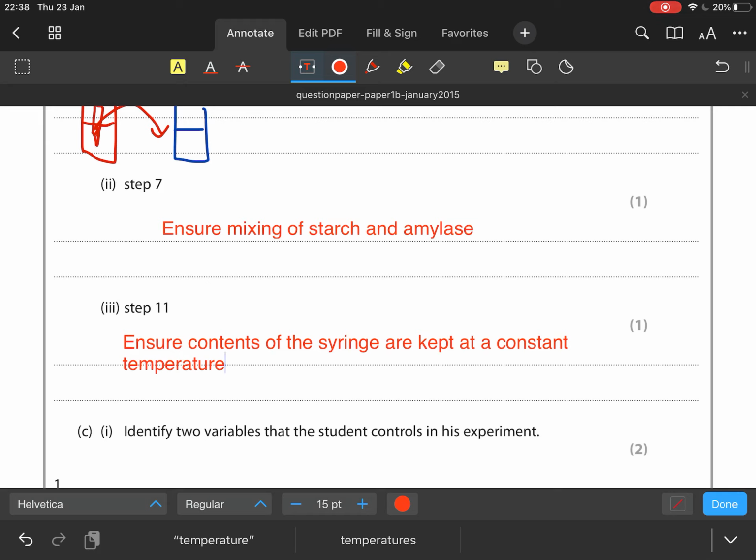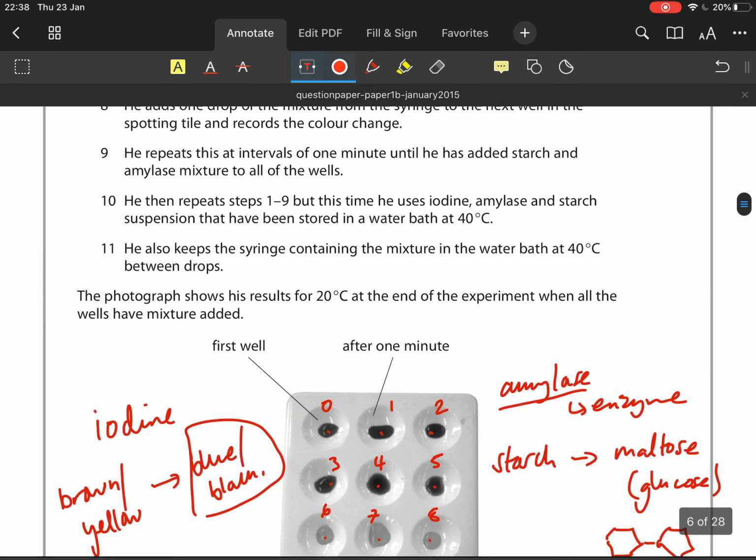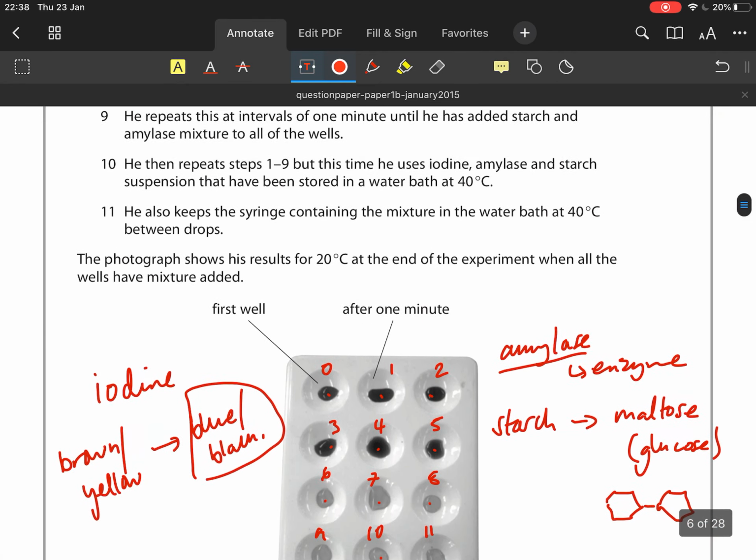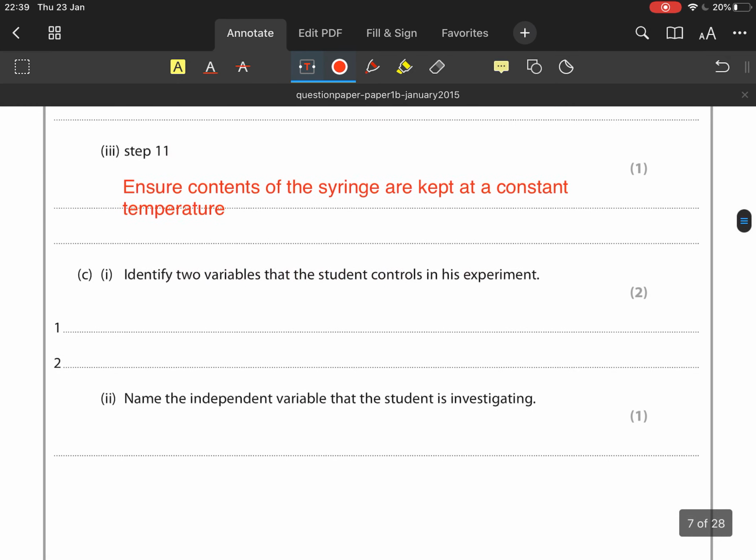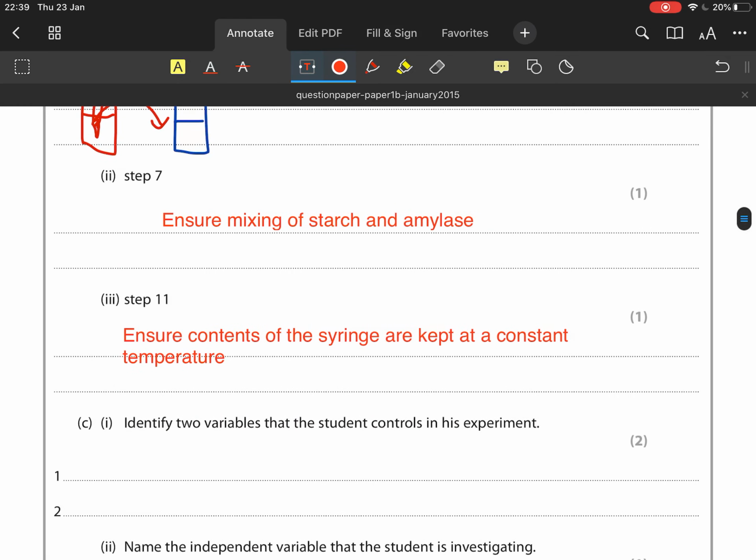If you didn't keep it in the water bath, the first drop of the amylase and starch suspension would have been at 40 degrees C. If that was just left on the bench, that's slowly going to cool and cool and cool till by the time you're getting to the 11th drop, it may have dropped by sort of 10 degrees C, and therefore you're not actually keeping the thing you're trying to say is constant. So water baths are a really great way of keeping temperature constant, whatever your experiment is.